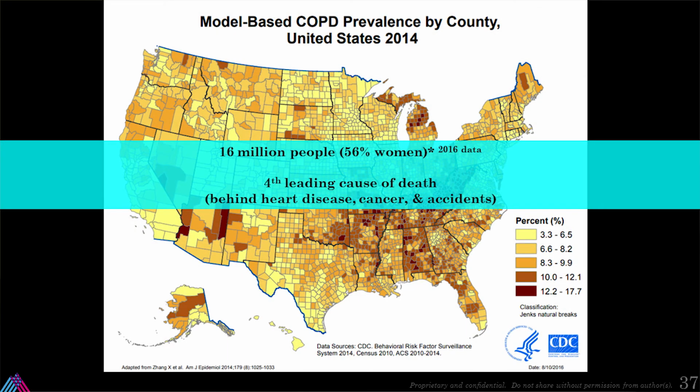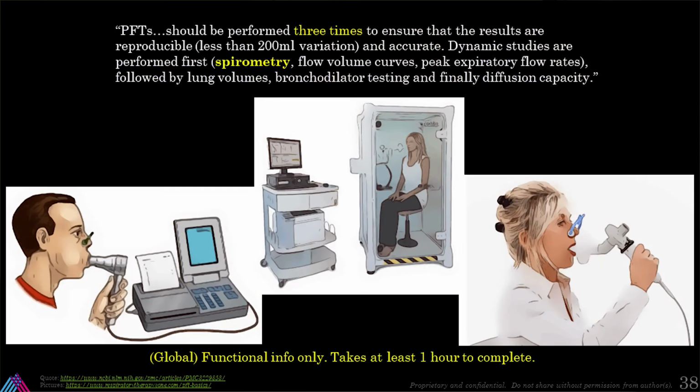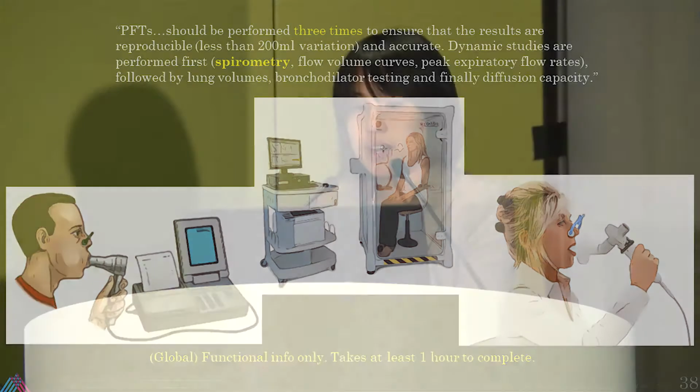So COPD affects 16 million people, 56% of women, and it's the fourth leading cause of death behind heart disease, cancer, and accidents. And to monitor COPD and treat it, people have to do these very complicated pulmonary function tests at least 3 times. So this is a really long and strenuous exam. If you have difficulty moving and difficulty breathing, you have to follow the instructions of the tech, and you have to go in these different tools and machines to measure your lung function.